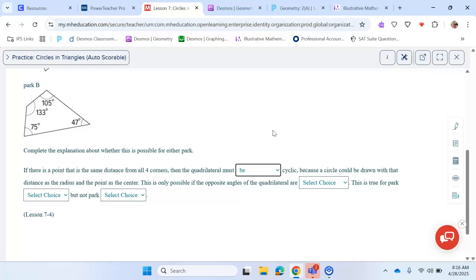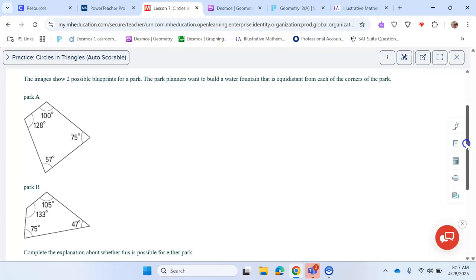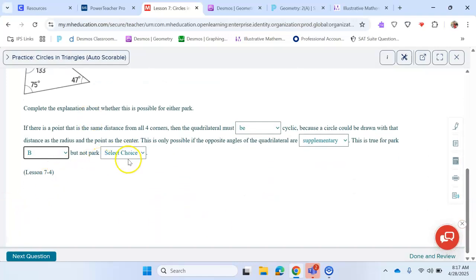This is only possible if opposite angles of the quadrilateral are supplementary. That means they add up to be 180. This is true for park B: 133 plus 47 is 180, 105 plus 75 is 180. But not park A: 100 plus 57 is not 180.